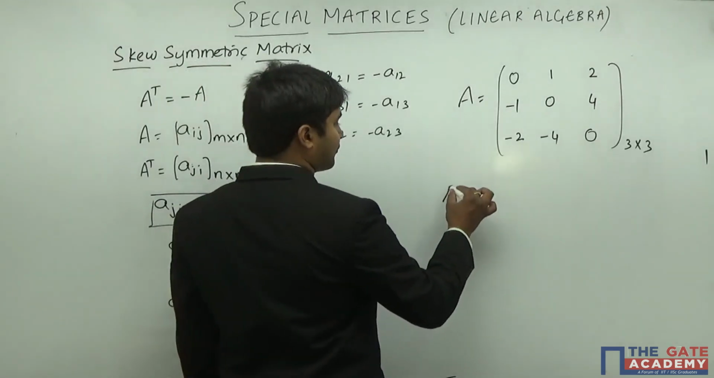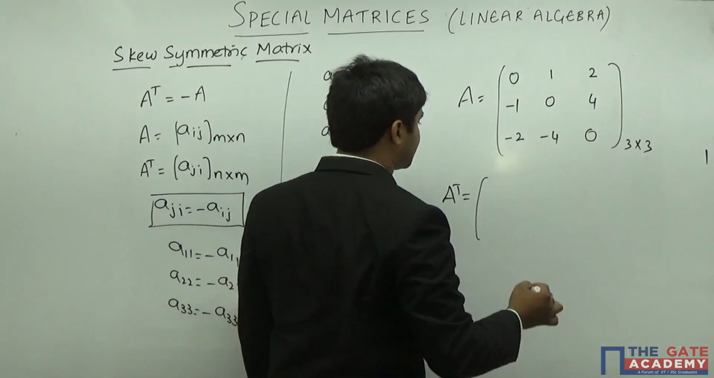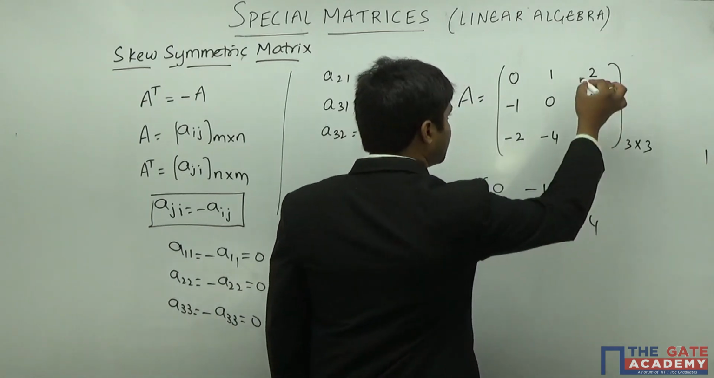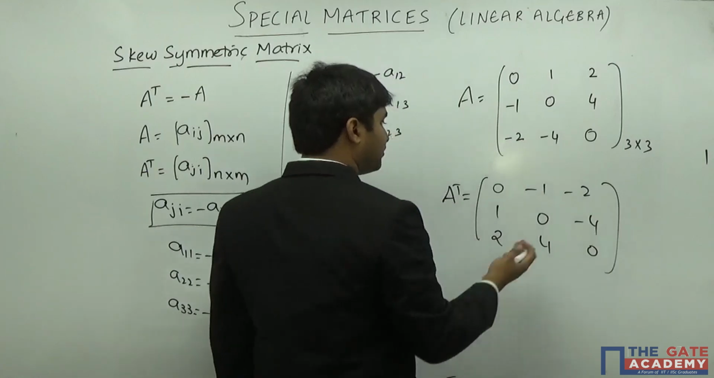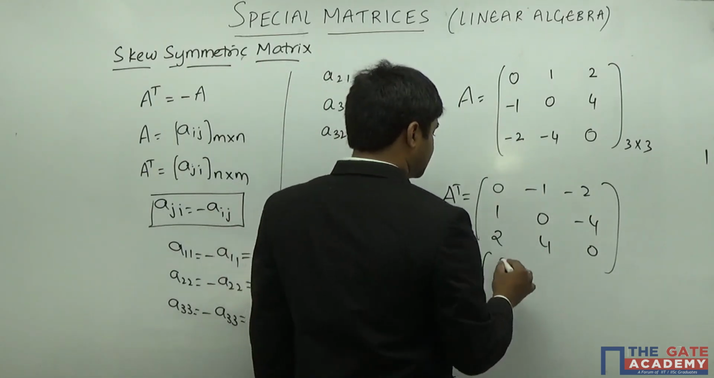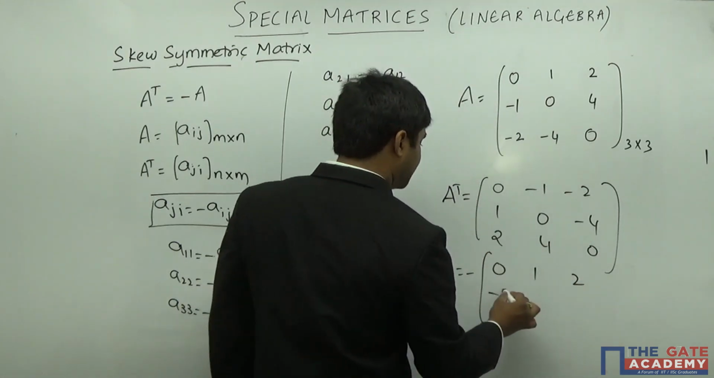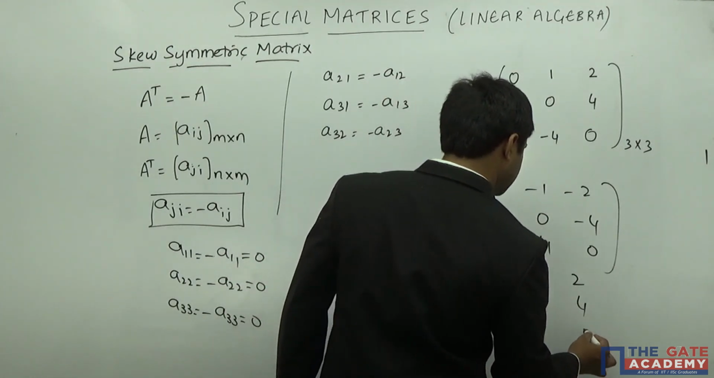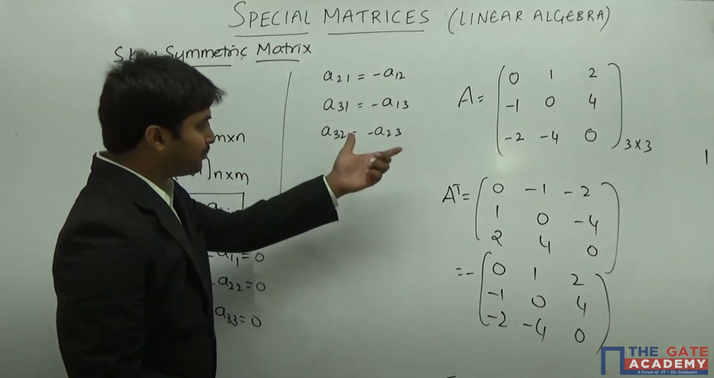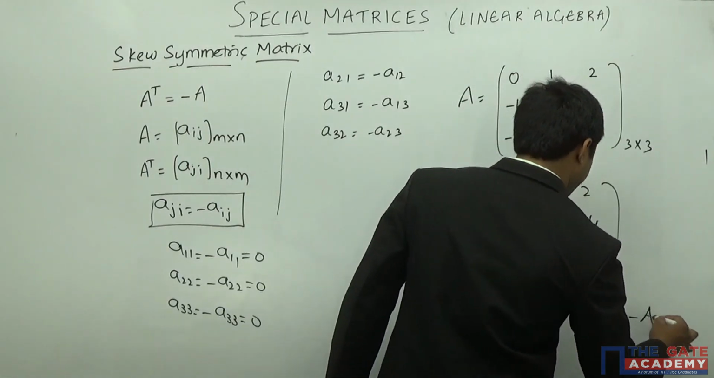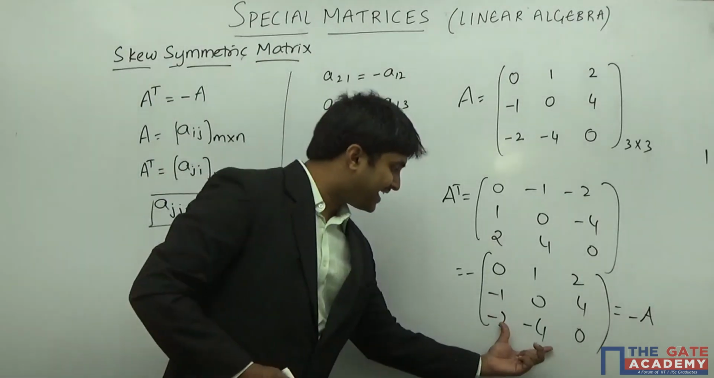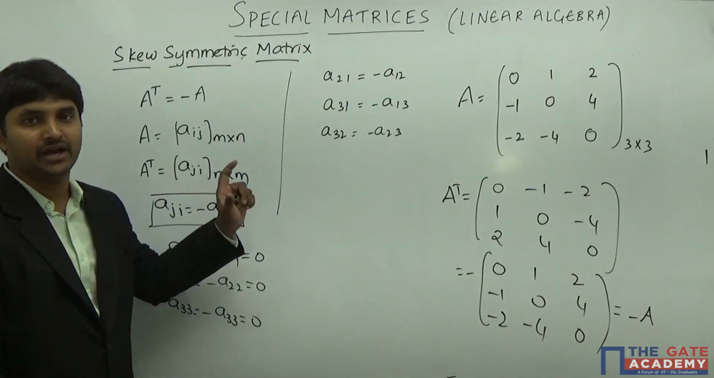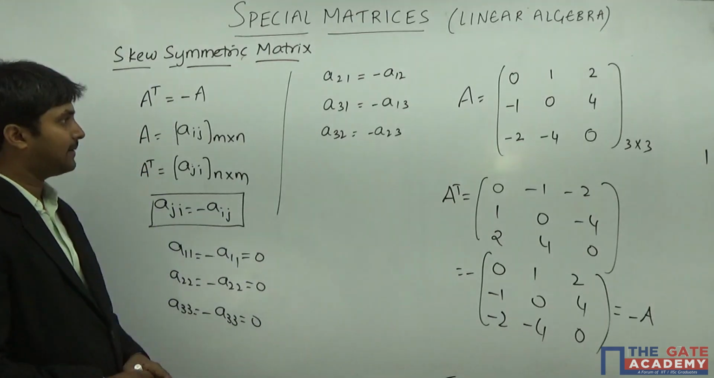Now you can see that the transpose of the matrix is obtained by just interchanging the rows and columns. So it is 0, minus 1, minus 2; 1, 0, minus 4; 2, 4, 0. Bring the minus outside, and you have 0, 1, 2; minus 1, 0, 4; minus 2, minus 4, 0. If you compare, it is exactly equal to minus A. So A transpose is equal to minus A, which is satisfied in the case of a skew symmetric matrix or an anti-symmetric matrix.